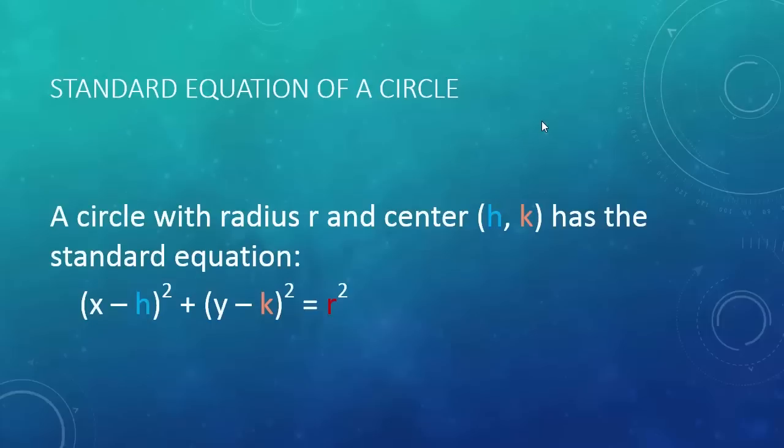Standard equation of a circle. A circle with radius r and center (h, k) has the standard equation: the quantity x minus h squared plus the quantity y minus k squared is equal to r squared. The parent equation of a circle is x squared plus y squared is equal to r squared, and our center is located at (0, 0), which is at the origin.